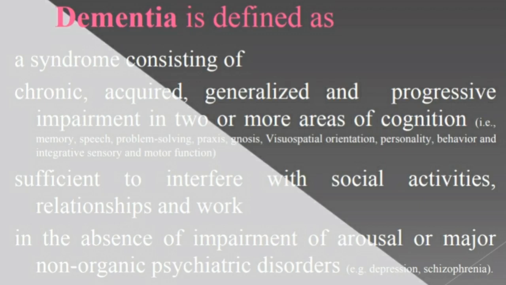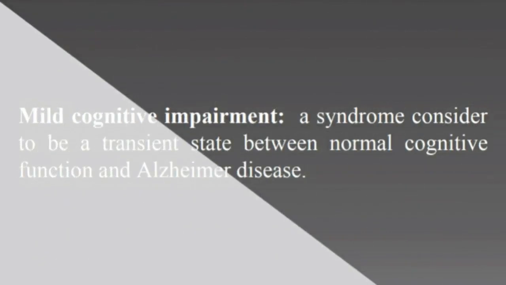This impairment of two or more areas of cognition is sufficient to interfere with social activities, relationships, and work, provided that there is absence of impairment of arousal or major non-organic psychiatric disorders like depression or schizophrenia. Mild cognitive impairment is a syndrome considered to be a transient state between normal cognitive function and Alzheimer's disease.